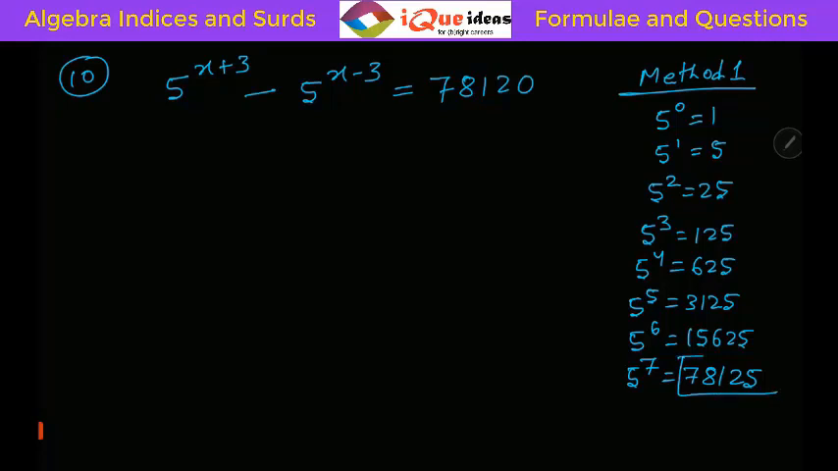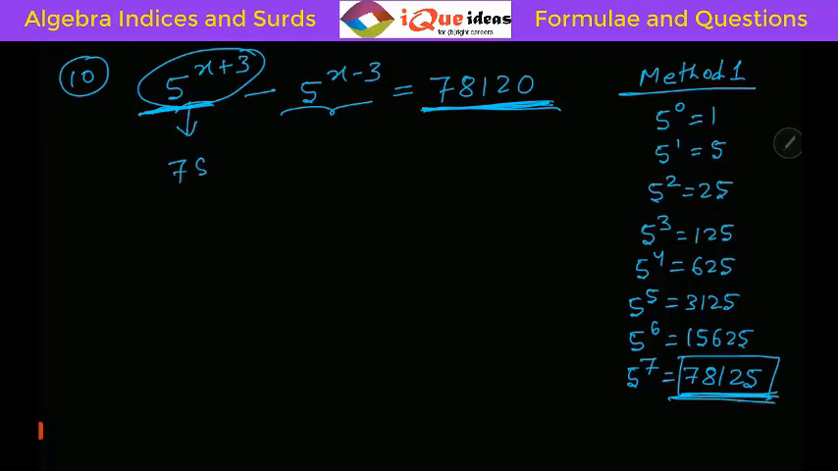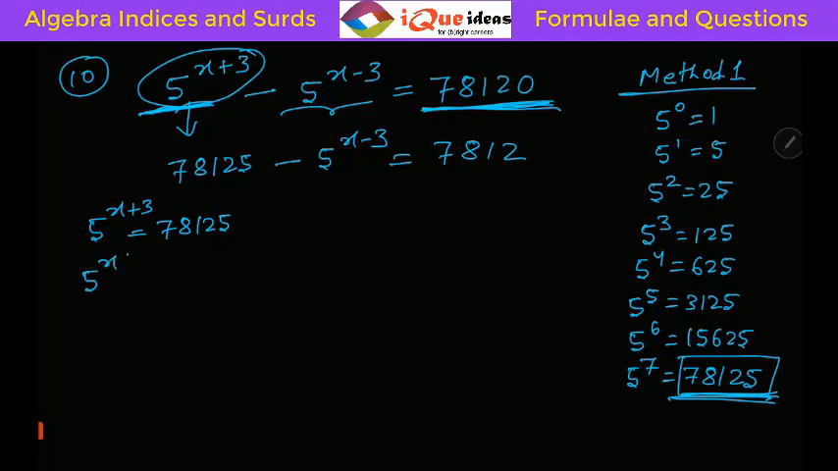Right. You know, just by looking at the 78125, it should strike that 78120 is slightly below 78125. Now here, something minus something, we are getting 78120. That means the first value has to be more than 78120, and also it is a power of 5. So what we will do, we will assume it to be 78125. So let's assume that this is 78125 minus 5 raised to the power x minus 3 equal to 78120. So what we are saying is that we are assuming 5 raised to the power x plus 3 equal to 78125. That means we are assuming 5 raised to the power x plus 3 to be 5 raised to the power 7. So this gives us x plus 3 equal to 7, that is x equal to 4.